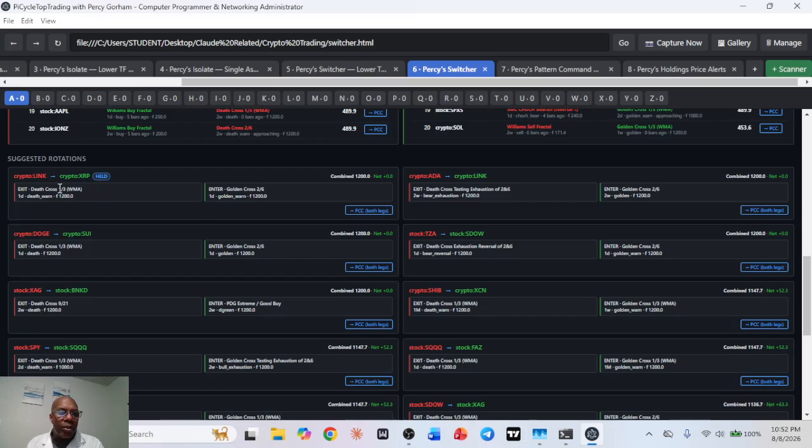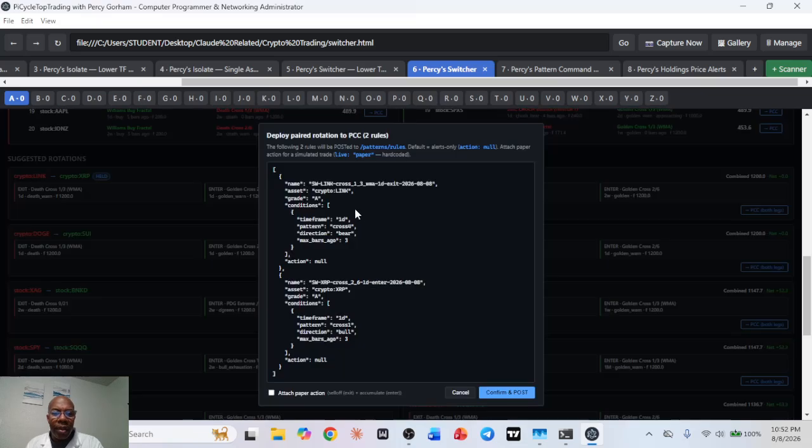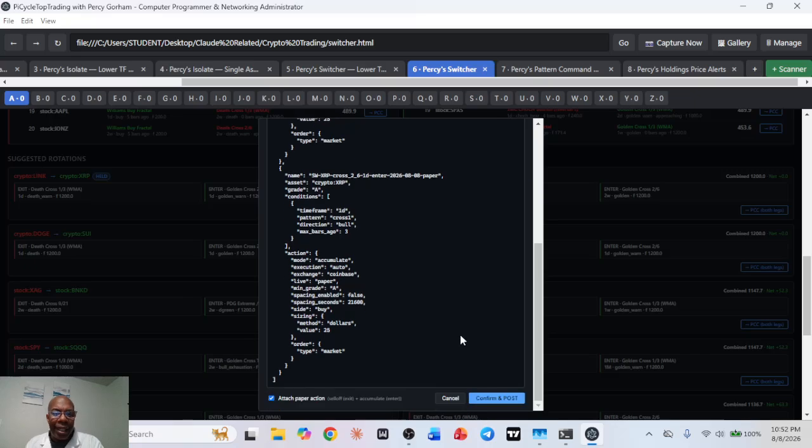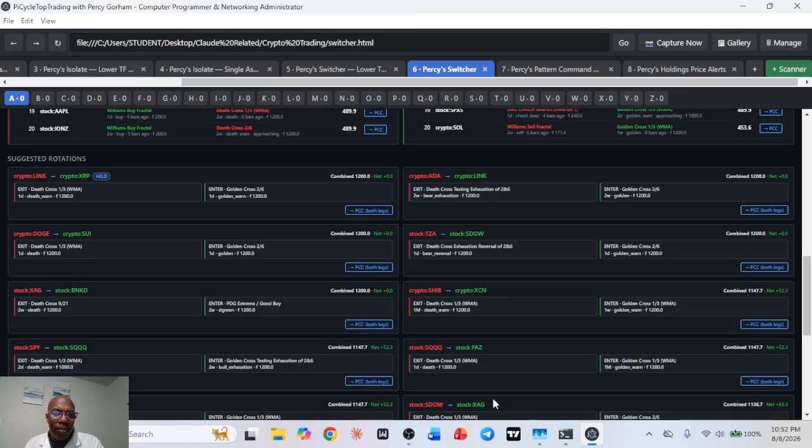And I can sell some Chainlink or all. We can make the rules and jump into XRP. So I'm going to hit this button here. Boom. I'm going to attach a paper action, but let's just make it an alert first, right? Attach the paper action, right? All right, let's just attach the paper action. We can modify it. Boom.